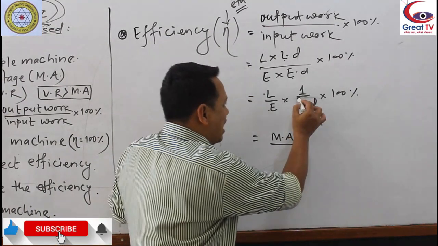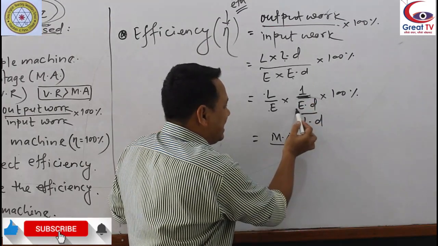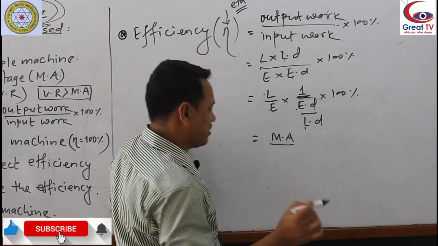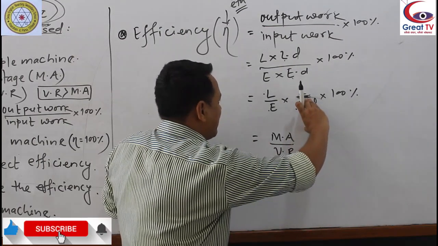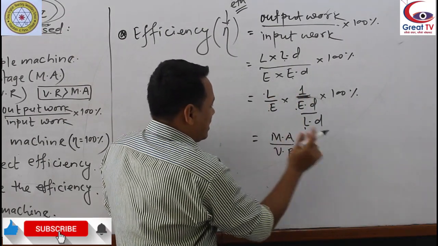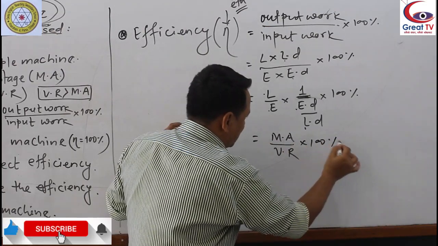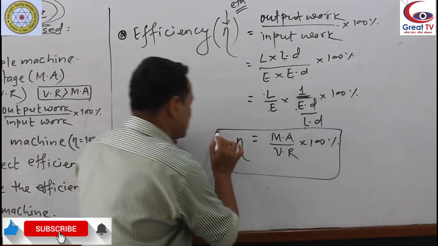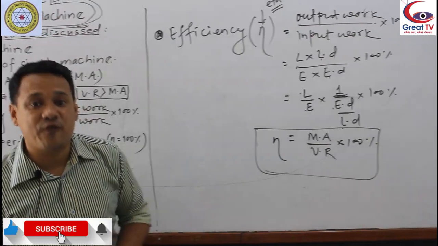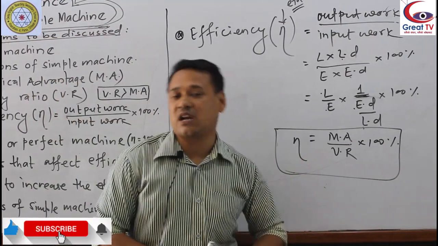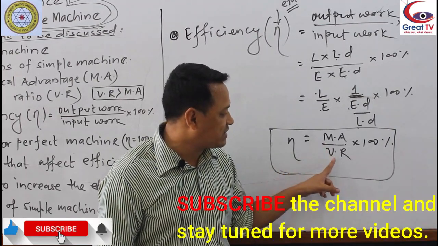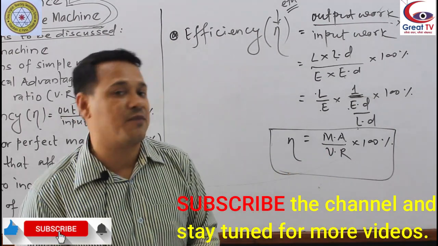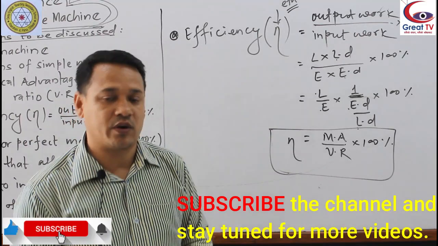Okay, that is 1 over... the denominator is ED by LD, which means velocity ratio. So in the denominator, velocity ratio, ED by LD. L by E means MA times 100%. So efficiency can be expressed in terms of mechanical advantage and velocity ratio also. The percentage ratio of the mechanical advantage and velocity ratio is called the efficiency of a machine. Anyway you can define it.